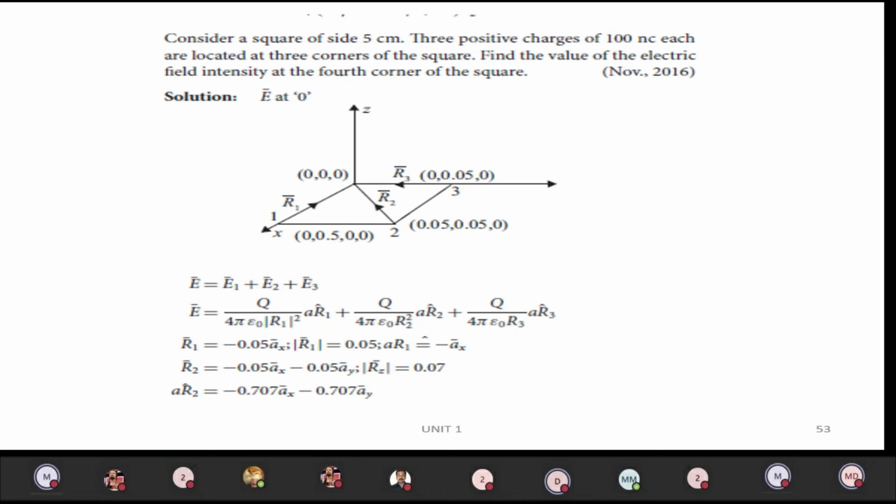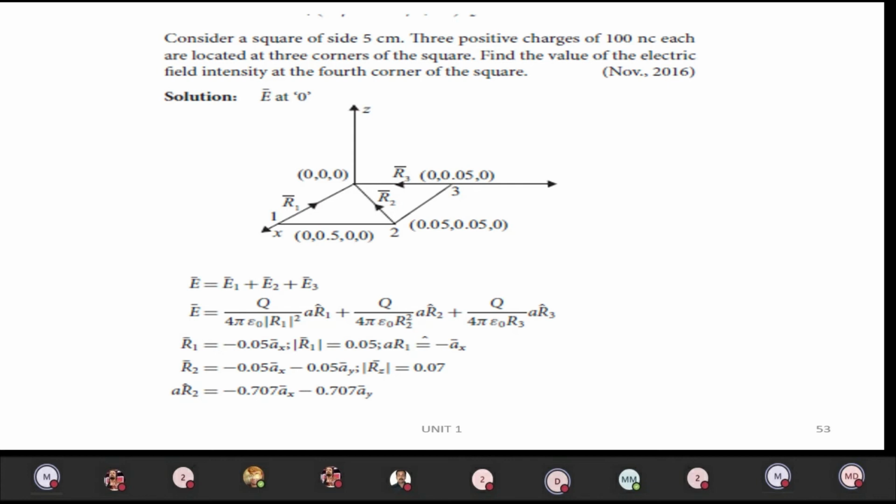So the total electric field will be the addition of individual electric fields: electric field due to point 1, due to point 2, due to point 3. That's substituted here. So E equal to Q divided by 4 pi epsilon naught R1 square into AR1, plus Q divided by 4 pi epsilon naught R2 square into AR2, plus Q divided by 4 pi epsilon naught R3 square into AR3. Since the charge is constant at all the points, it is represented simply as Q, not Q1, Q2. 100 nanocoulomb is constant here.